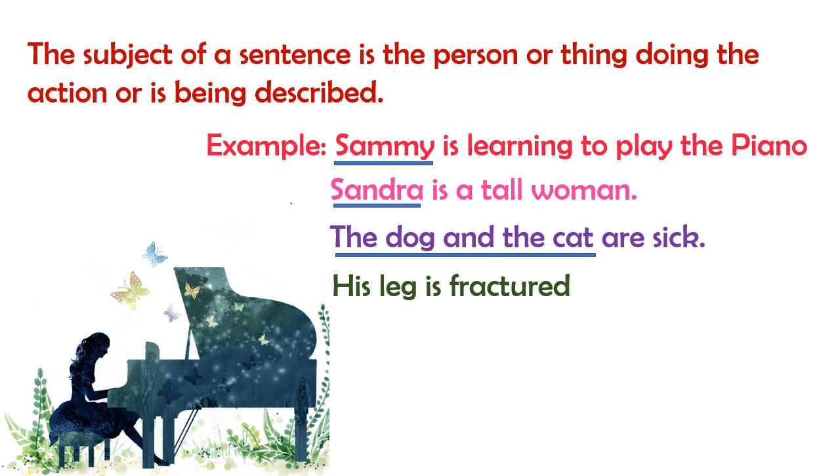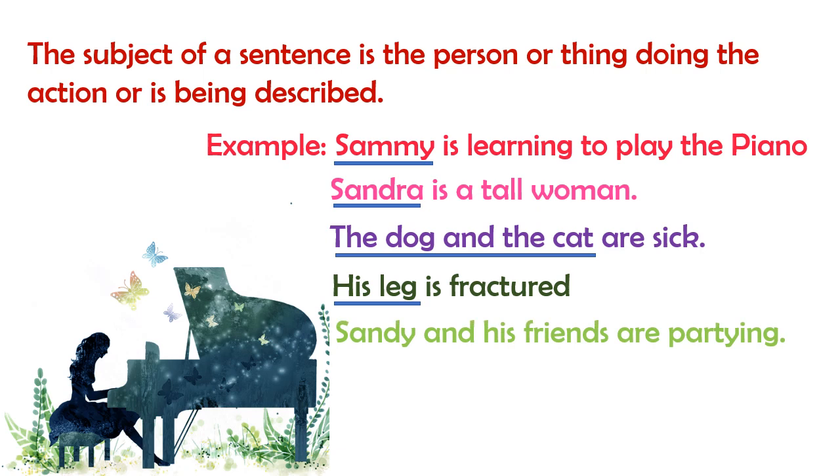His leg is fractured. Before finding out the subject in the sentence, I'll give you a tip. When looking for the subject in a sentence, look for the verb first and then put the questions who and what in front of the verb. In this sentence, the verb is fractured. What is fractured? His leg is fractured and that is the subject. Sandy and his friends are partying. Who are partying? Sandy and his friends, right? So that is the subject.